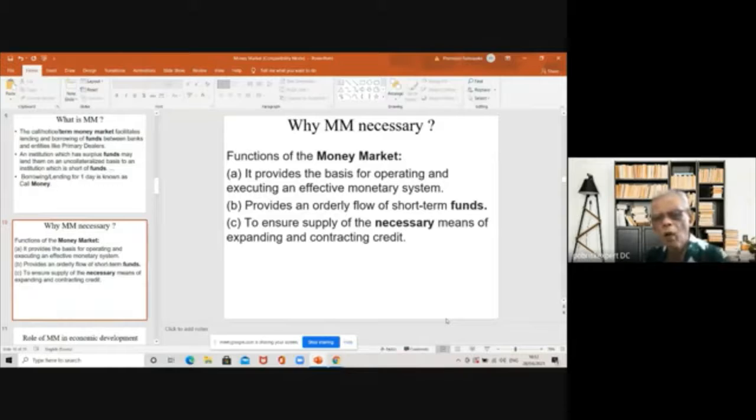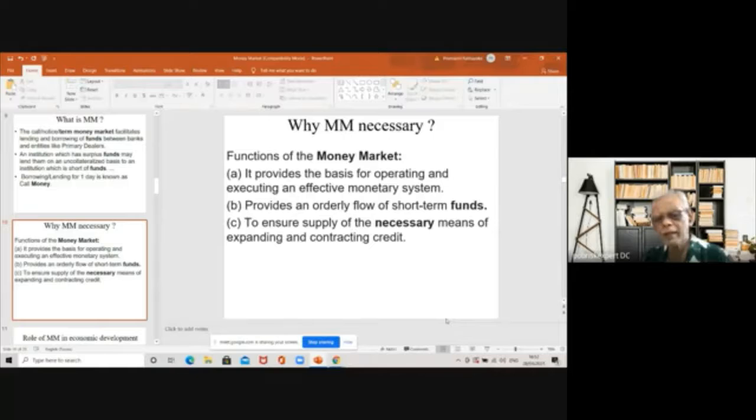and also provides an orderly flow of short-term funds, to ensure supply of the necessary means of expanding and contracting the credit. That again we discussed yesterday. Expanding of the credit or lending of each bank will be influenced by the rate originated at the money market, maybe call money market, maybe treasury bill market. All those originate at the money market.